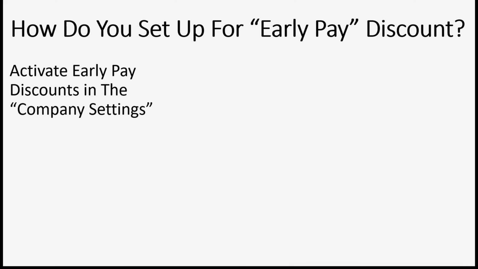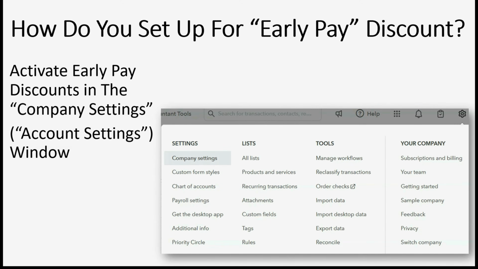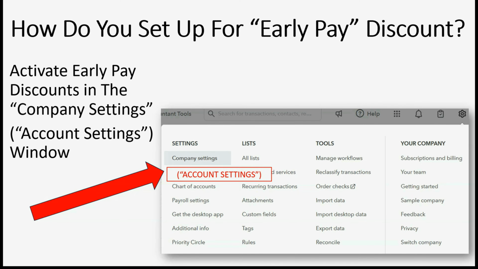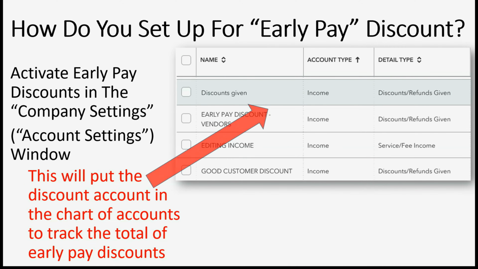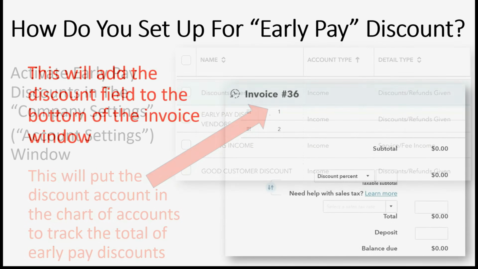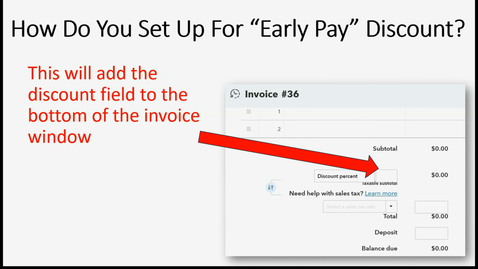Well, you start by activating this in the company settings, also called the account settings window. Once you do that, two things will happen. First, this will put the discount account in the chart of accounts to track the total early pay discounts from all of the sales that you give the early pay discount. Secondly, this will add the discount % field to the bottom of the invoice window so that all you have to do is put in the number, and QuickBooks Online will multiply that number as a % against the total sale whenever you give the discount.